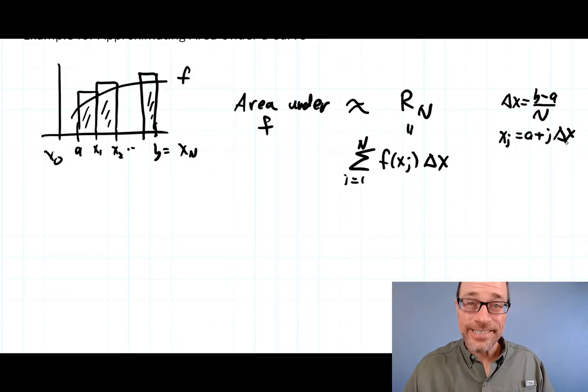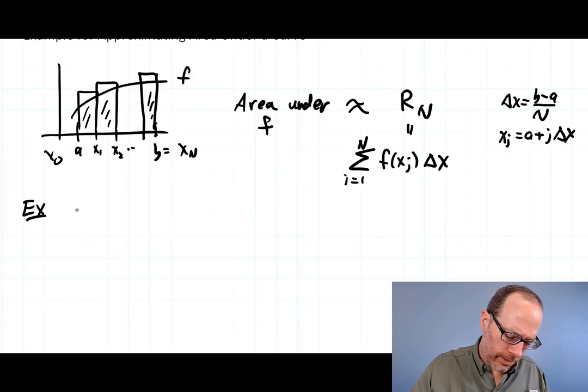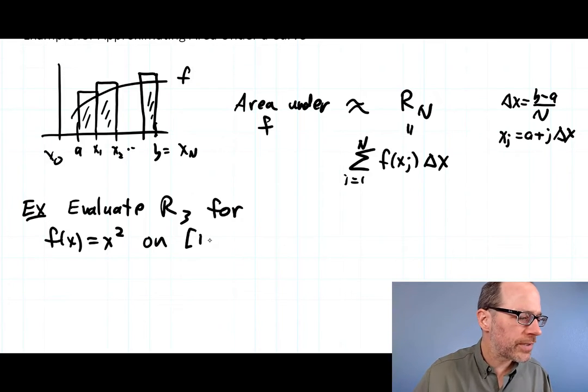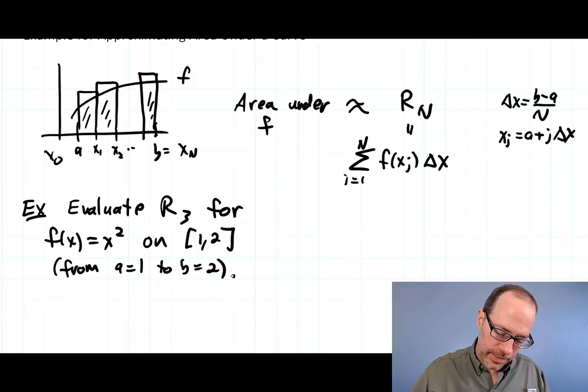All right, so let's do an example here. Let's evaluate r sub 3 for the function f of x equals x squared on the interval 1 to 2. Another way to say that is from a equals 1 to b equals 2.